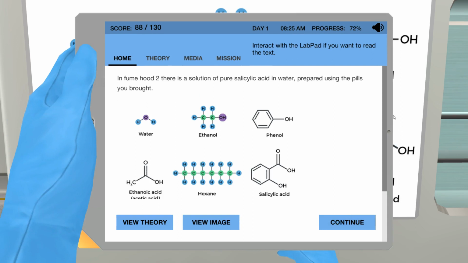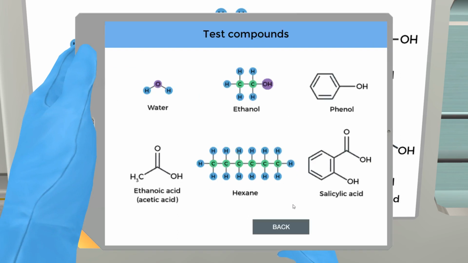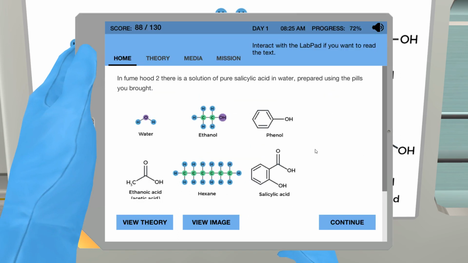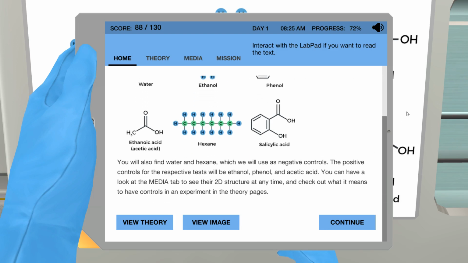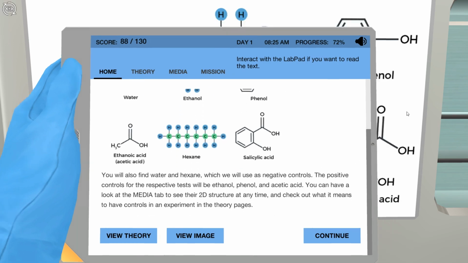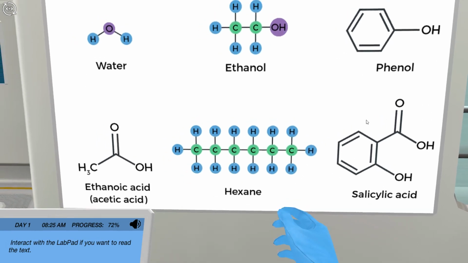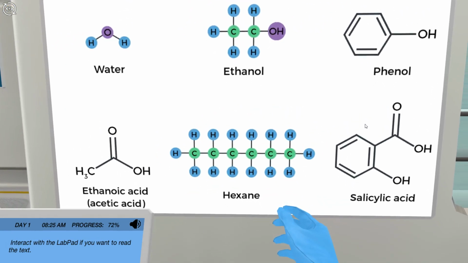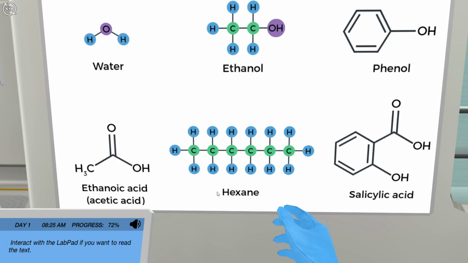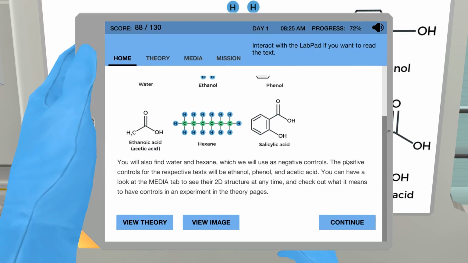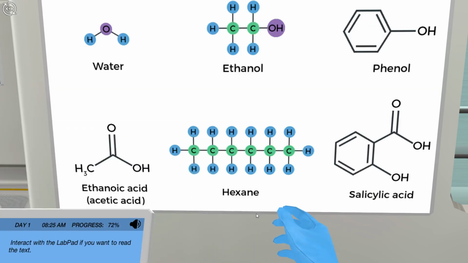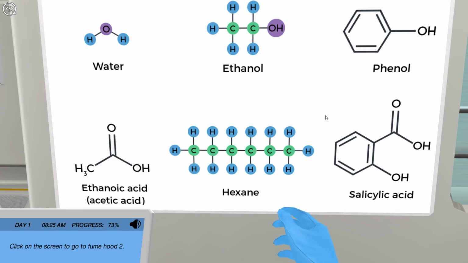In Fumba Tooth there is a solution of pure salicylic acid in water, prepared using the pills you brought. You will also find water and hexane, which we will use as negative controls. The positive controls for the respective test will be ethanol, phenol, and acetic acid. You can have a look at the Media tab to see their 2D structure at any time, and check out what it means to have controls in an experiment in the theory pages. Click on the screen to go to FUMA 2.